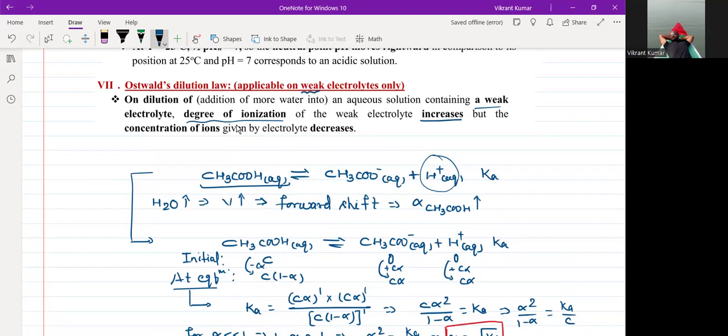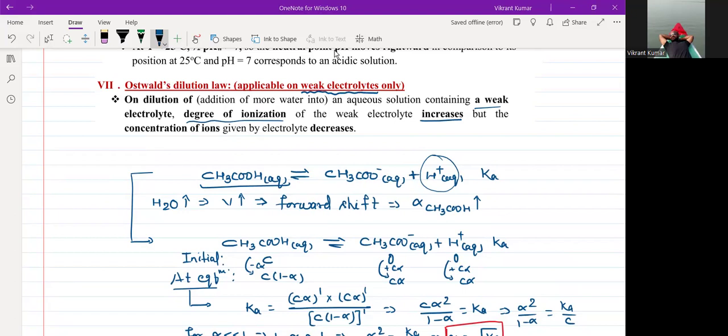So I've already written here that it is valid only for weak electrolytes. That means it will not be valid for strong electrolytes. A strong electrolyte is already 100% ionized and there is no equilibrium in it, so there is no question of shifting. It is already completely dissociated or ionized. And that's why it will never be valid for strong electrolytes. That's one point. Any doubt in that?